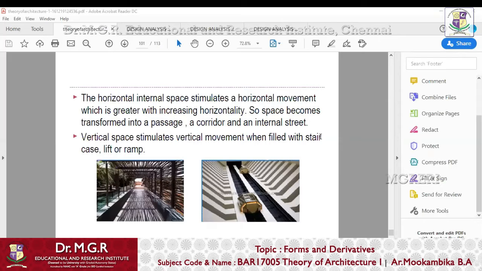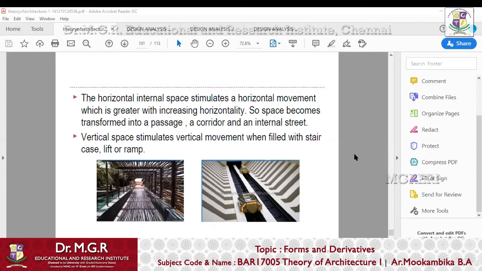Is the lift. See the passage here. It is increasing the horizontality, as well as at the end it is creating a vista kind of an appearance. Vertical space stimulates vertical movement when filled with staircase, lift, or ramp. Any vertical movement, this is very important when you are dealing with circulation in a high-rise building.